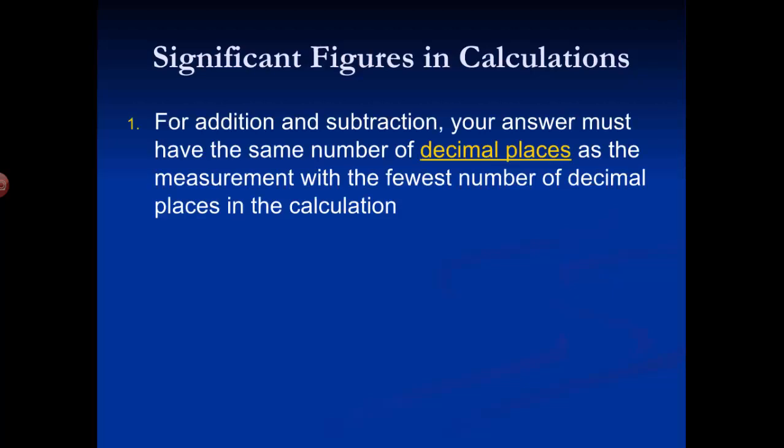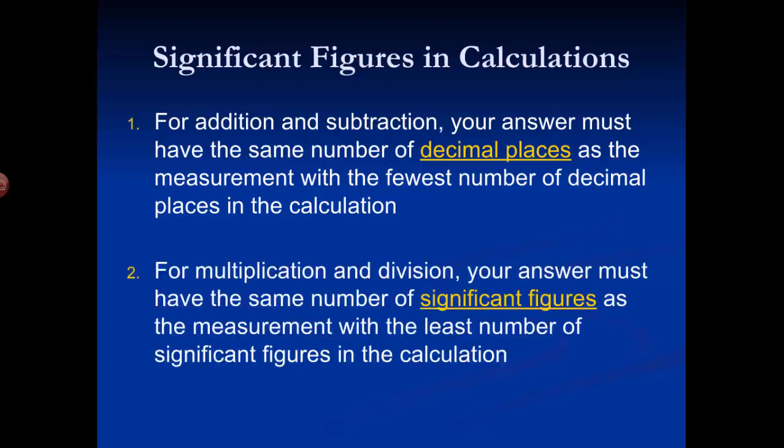The first rule has to do with addition and subtraction. When you add or subtract any numbers, your answer has to have the same number of decimal places as the measurement with the fewest number of decimal places in the calculation. So you're going to look at each of the numbers that you're adding and subtracting, see which one has the fewest number of decimal places after the decimal point, and round your answer to have that number of decimal places. Simple. You don't have to know why you're doing it, you just have to do it.